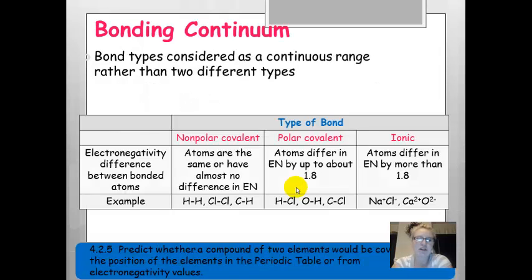And remember that you can determine what type of bond you have by subtracting the electronegativity values for the atoms. So if you subtract the electronegativity values and there's almost no difference in electronegativity, you have a nonpolar covalent bond. If you subtract the electronegativity values and they differ up to about 1.8 units, you have a polar bond. And if it differs by more than 1.8 units, you have an ionic bond.